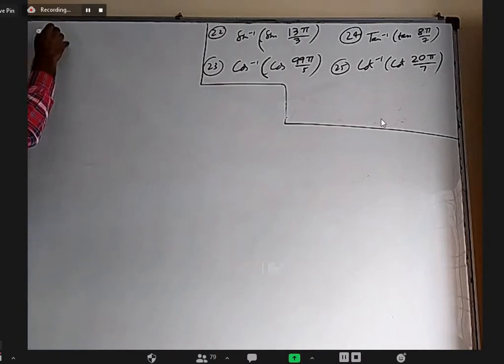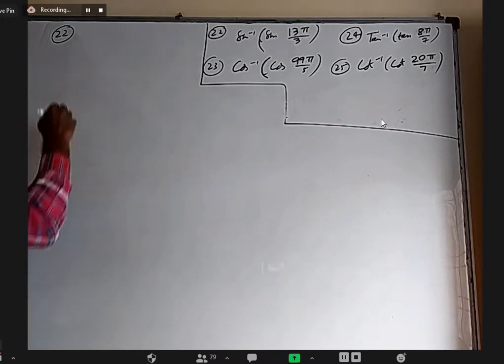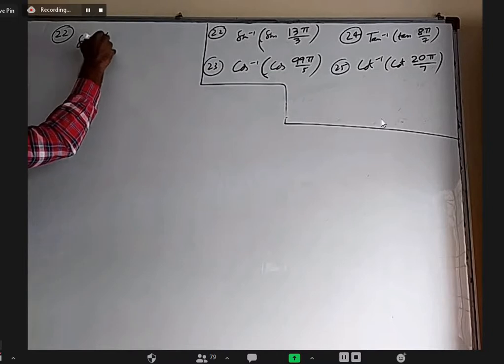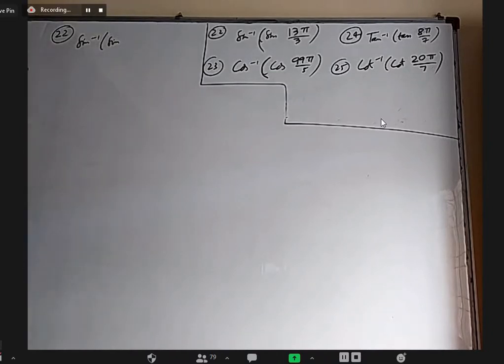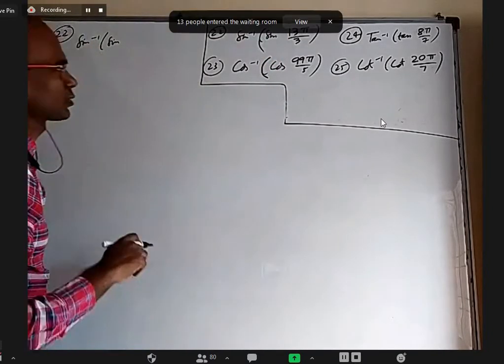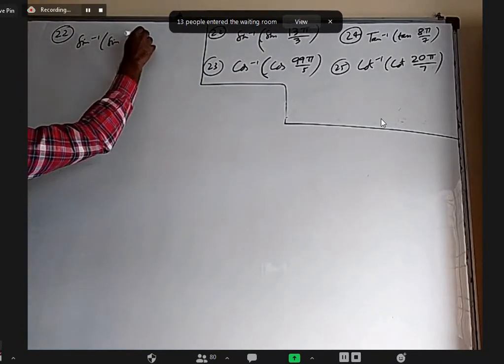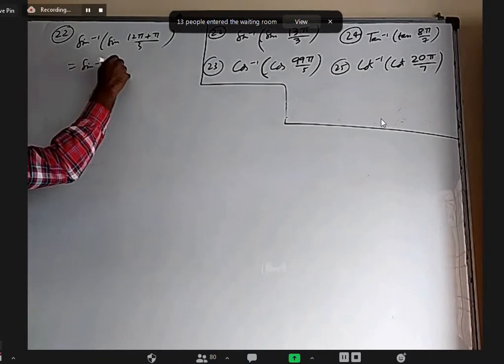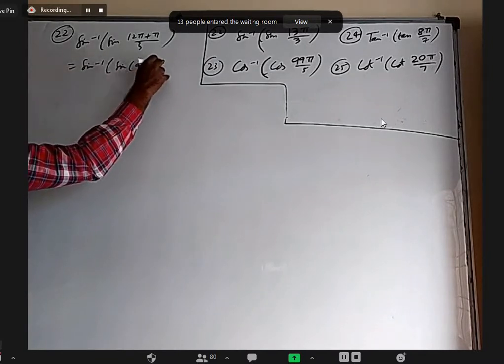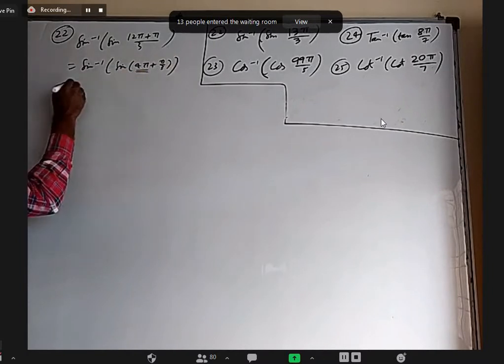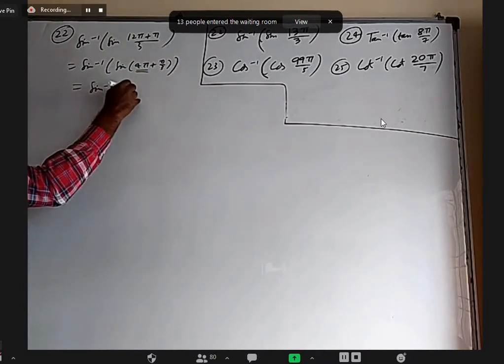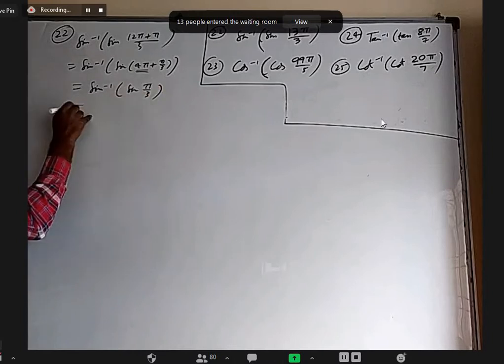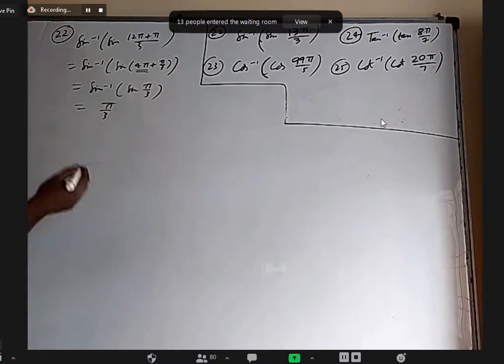Okay, anybody want to tell the answer for 22? Pi by 3, sir. So we have to try to write it as a mixed fraction. The nearest multiple of 3 is 12. So 13, I can write as 12 pi plus pi by 3, which is sine inverse sine of 4 pi plus pi by 3. A multiple of 360 can be neglected. So we get sine inverse sine pi by 3, which is straight away pi by 3. Even though I know the value is root 3 by 2, I don't have to write it.